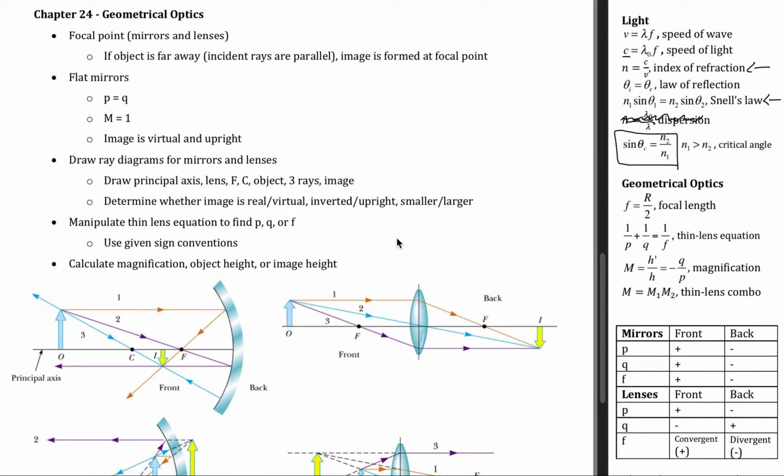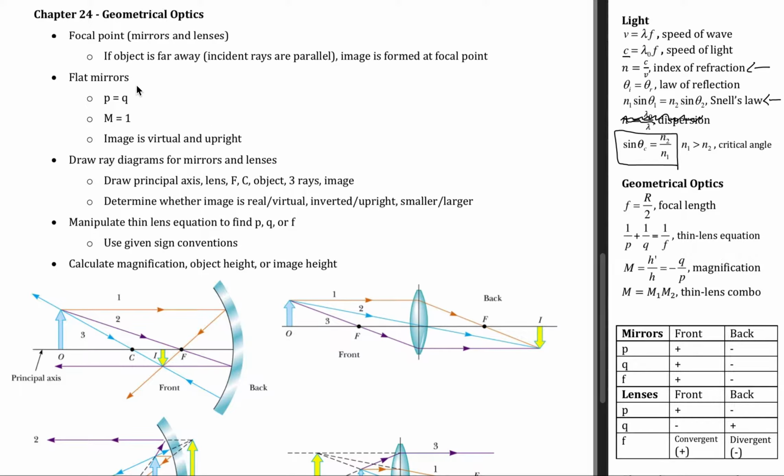Hey everyone, this is part 4 of the test review going over test 4 material. We are now at chapter 24, Geometrical Optics. In this chapter we talked about mirrors and lenses.